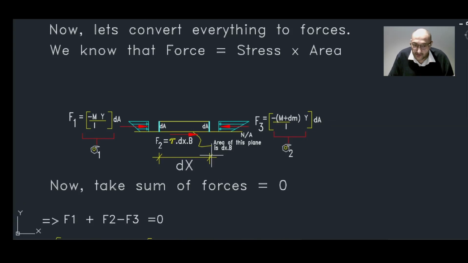Now, what would be the balancing force? The area which tau acts on is dx times b, where b is the width of the section at the location of the free body diagram that we took. And in this case, because we have a constant beam, a constant width b, b will be the width throughout the entire section.